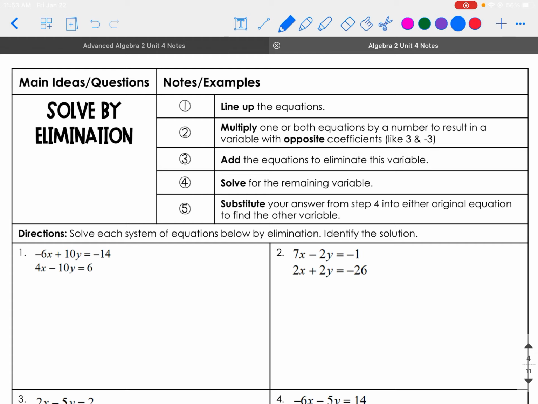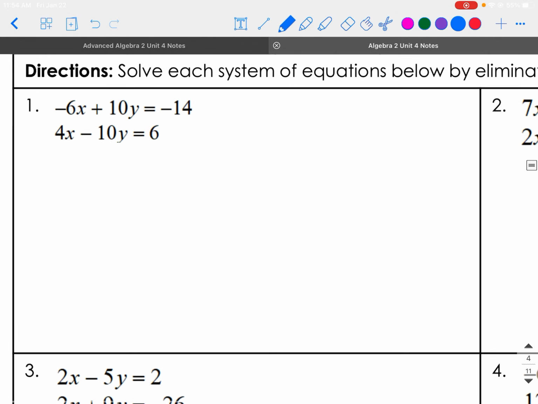So once they're lined up, you're next going to look at your equations and look at the variables. Look in front of the x's, look in front of the y's, and see if you have opposite coefficients. So like positive 7, negative 7, positive 14, negative 14. So a positive and a negative of the same number.